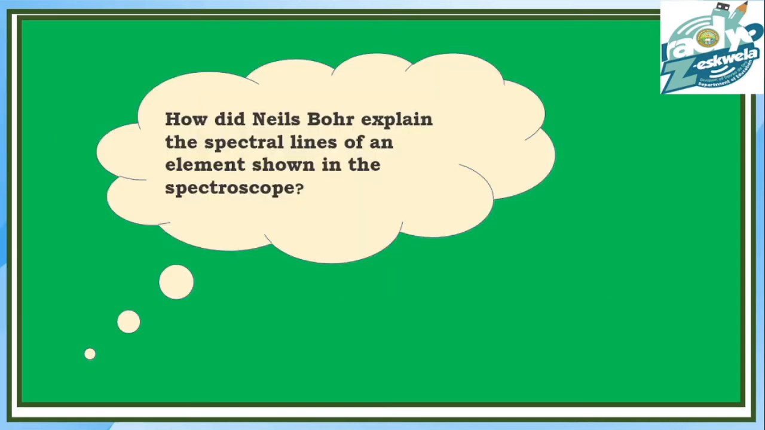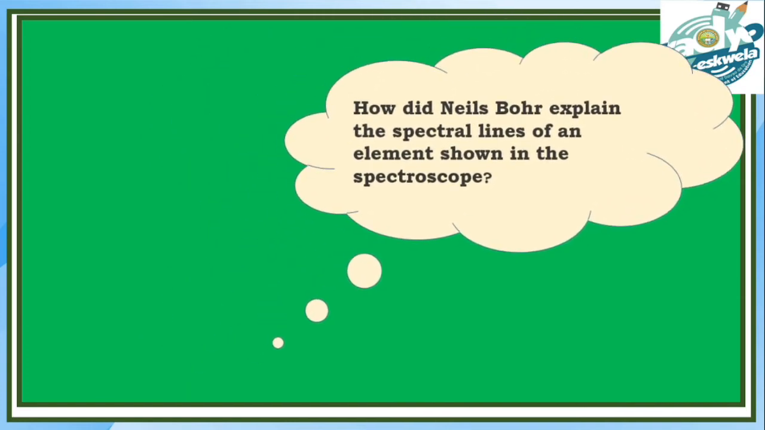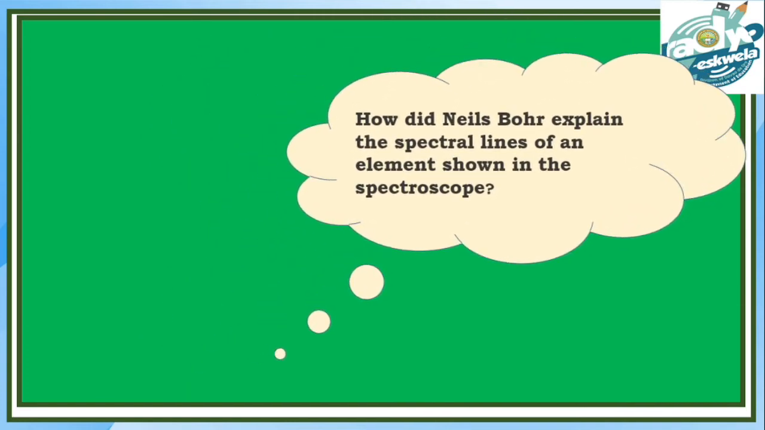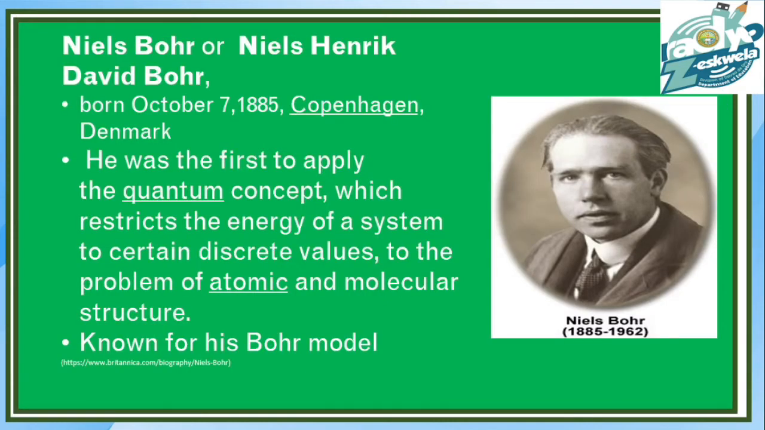How did Niels Bohr explain the spectral lines of an element shown in the spectroscope? Before we discuss the answer, let us know first who is Niels Bohr. Niels Bohr, or Niels Henrik David Bohr, was born October 7, 1885 at Copenhagen, Denmark. He was the first to apply the quantum concept, which restricts the energy of a system to certain discrete values, to the problem of atomic and molecular structure. He is known for his Bohr model.